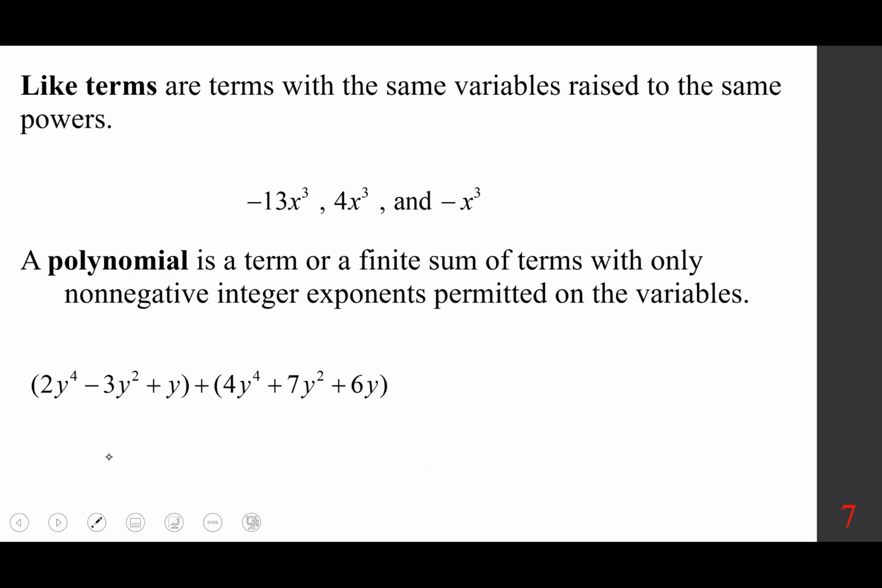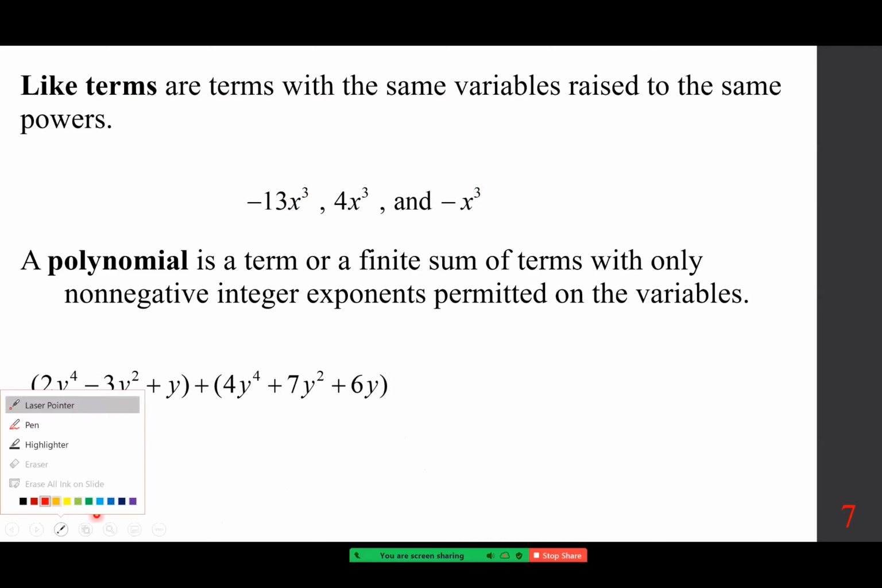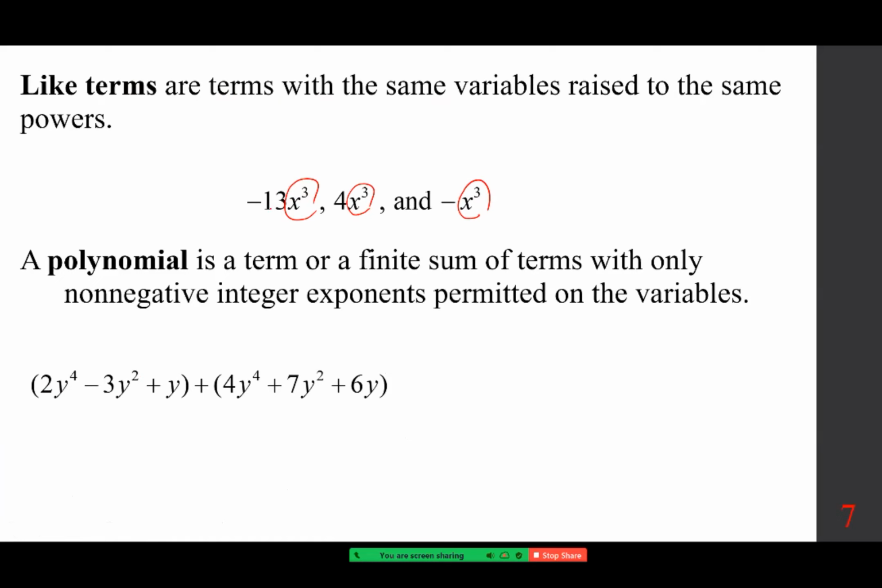Dealing with polynomials and the concept of a like term. Like terms are terms with the same variable raised to the same power. This is an example. They all have the same variable. In other words, this part is identical. So what's the difference? This is the coefficient: negative 13, the coefficient 4, the coefficient negative 1.